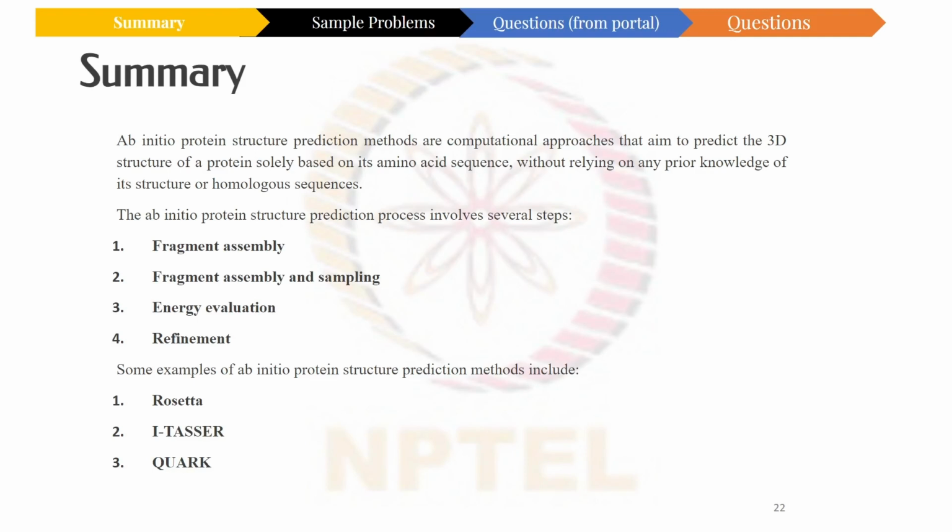However, predicting the structure of a larger and more complex protein remains a major challenge for ab initio methods, but they have made significant progress in recent years and been successful in predicting the structures of several small proteins with high accuracy. But still, there is a need to improve their accuracy and their reliability.